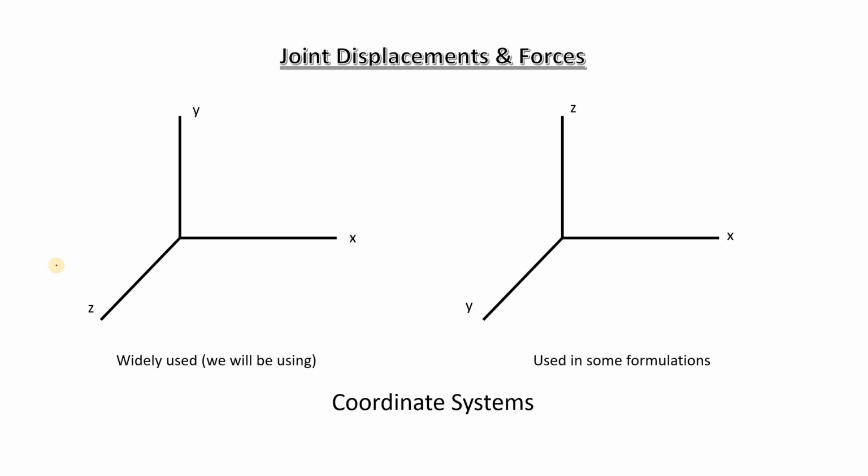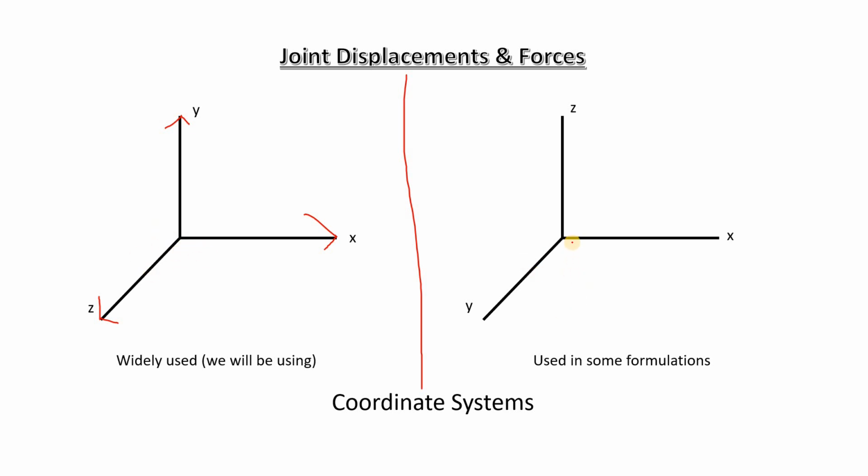Now we're going to look at the sign convention and the coordinate systems which we will be using. On the left side, let me just divide this up into two. There you go. On the left side you can see a coordinate system where this is the y-axis, this is the x-axis, and this is the z-axis. So this is a widely used coordinate system that we are also going to be using.